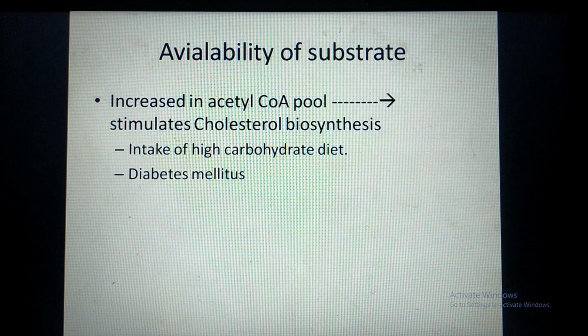So when acetyl-CoA is available in large quantity, then it stimulates the cholesterol biosynthesis pathway, and this occurs particularly after a high carbohydrate diet and in diabetes mellitus. In diabetes mellitus, the blood glucose level is high, so the liver will take more and more glucose, because the liver is not dependent on insulin for uptake of glucose. Hence the liver will take more glucose and it will synthesize more and more acetyl-CoA.